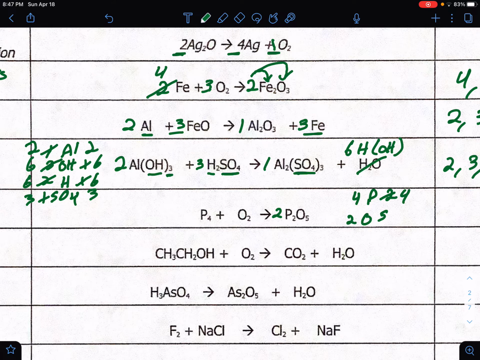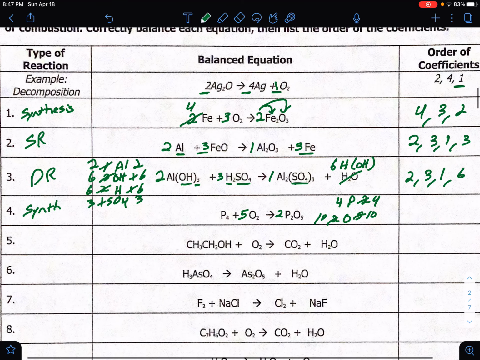But now my oxygens are going to go to 10. So I need to get to 10 on the left. So I'm going to multiply this by 5, and now I have 10. So now this means I'm good. So this would be a 1, 5, 2.